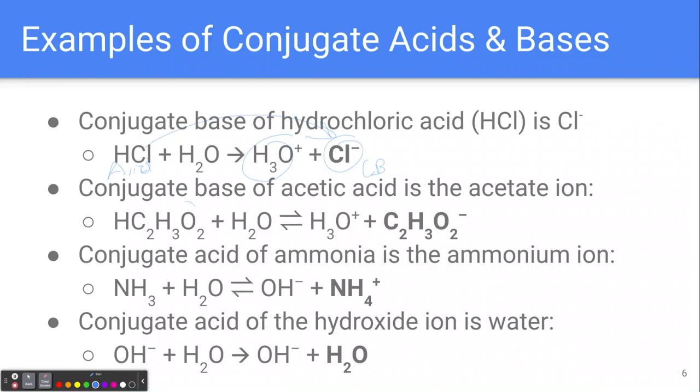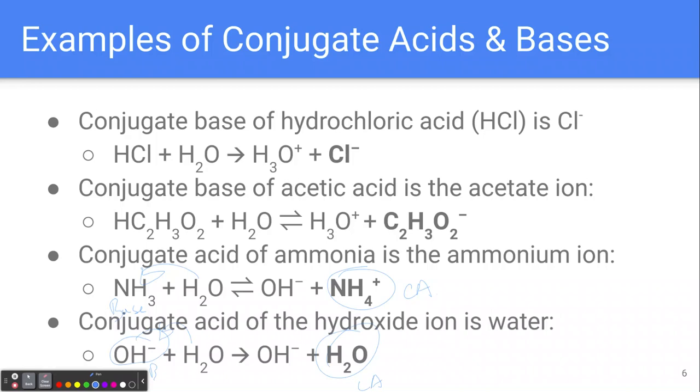Now, if we take our acetic acid and we remove that proton, it now turns into the acetate ion. The acetate ion is going to be our conjugate base because this was our acid. Okay. Now, if we take a look at some of our bases, ammonia is our base. When it takes a proton, it now turns into NH4 plus, ammonium. This is our conjugate acid, because this was our base. And then lastly, hydroxide. If we take hydroxide and add a proton, it now turns into water. So this was our base, and this is our conjugate acid.